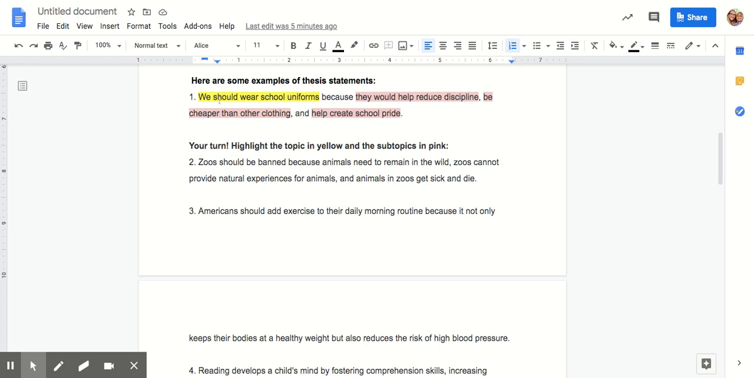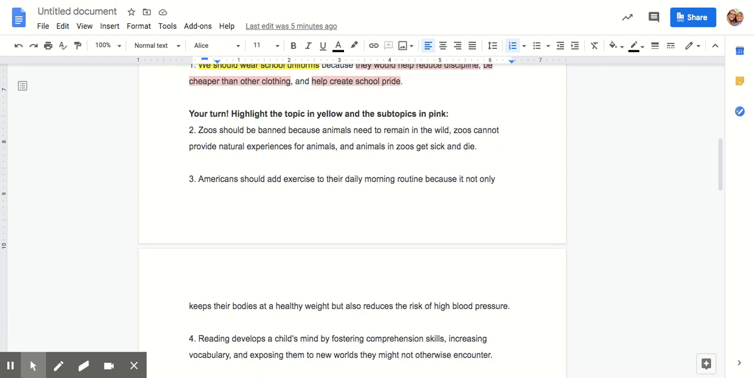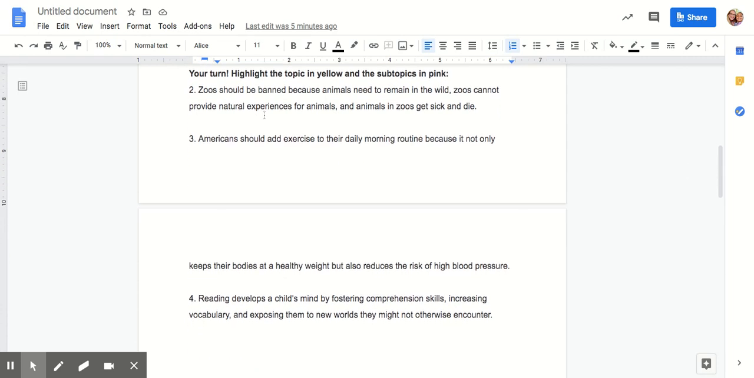You can see that I highlighted that in yellow. And the 3 reasons why, which are the subtopics, are: 1, they would help reduce discipline; 2, they'd be cheaper than other clothing; and 3, help create school pride. Now it is your turn, and I'm going to give you a few minutes to go ahead and work on number 2, number 3, and number 4.